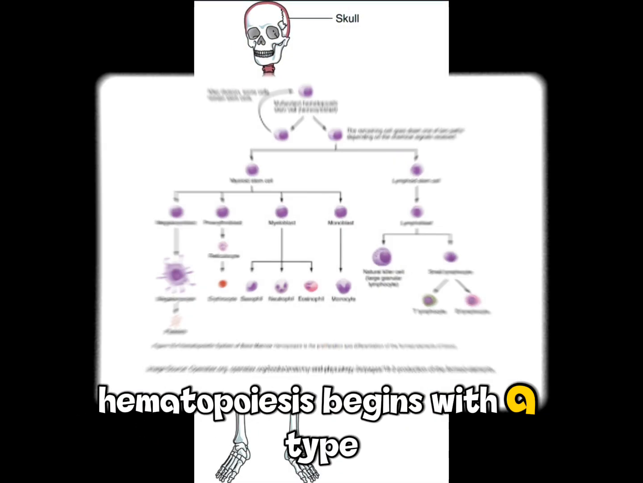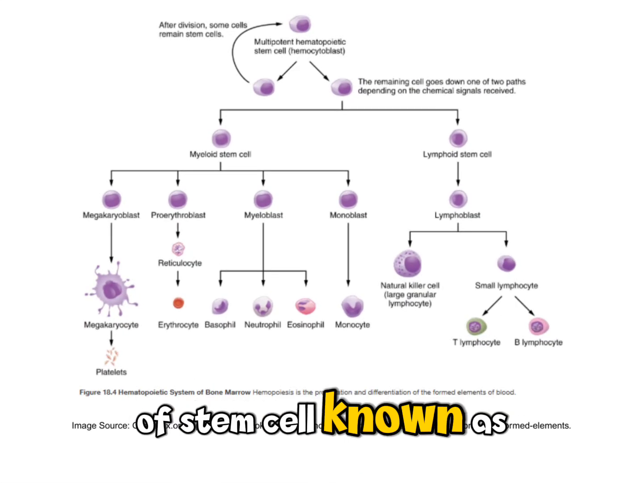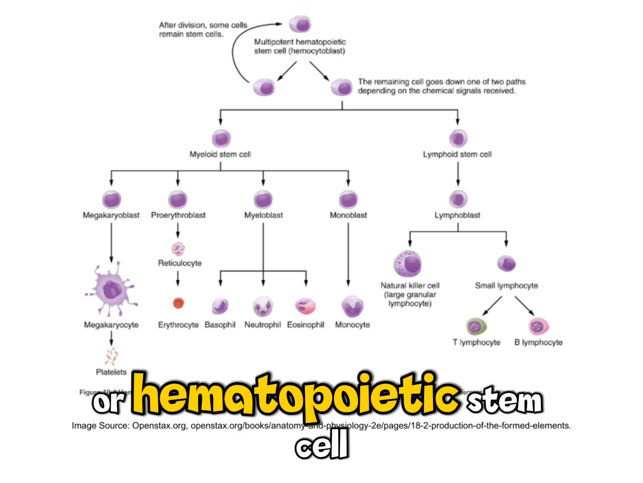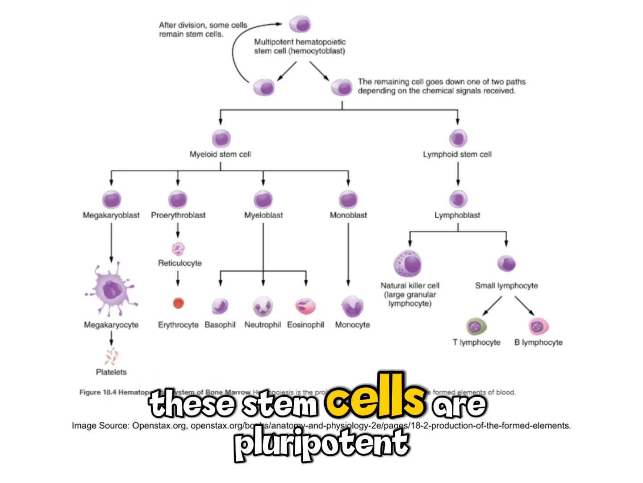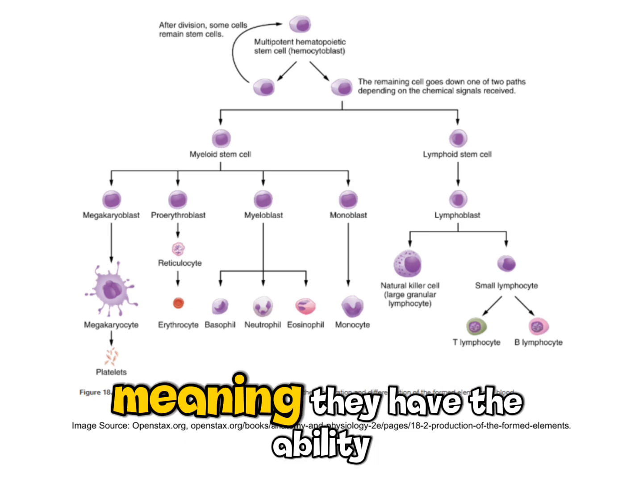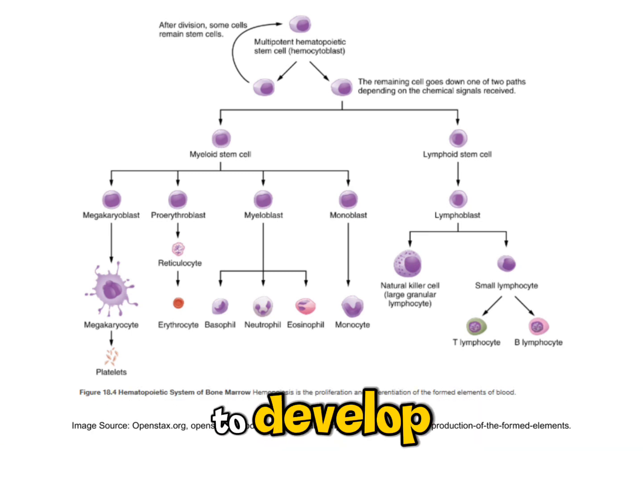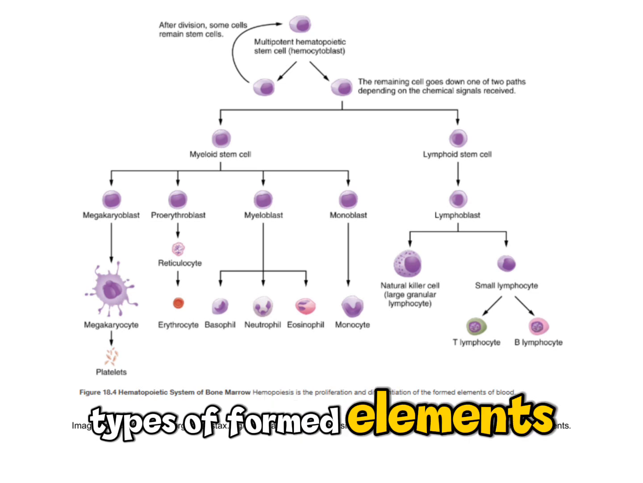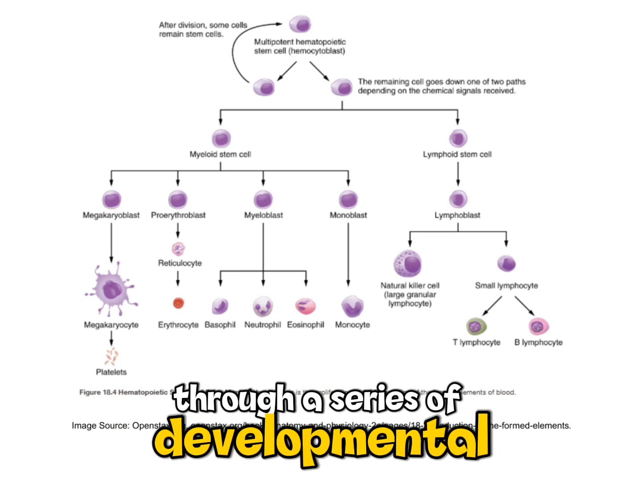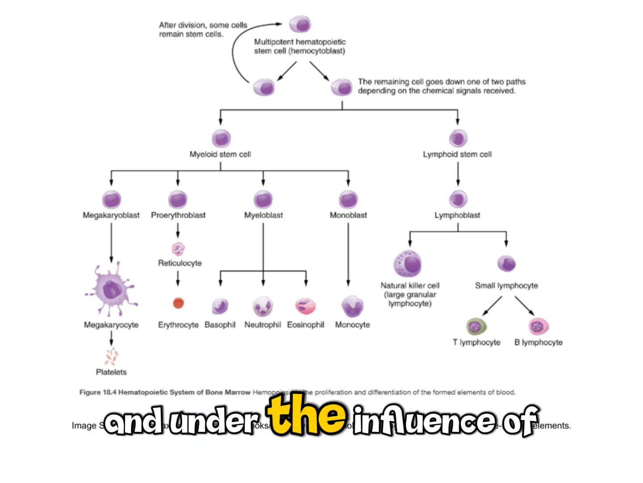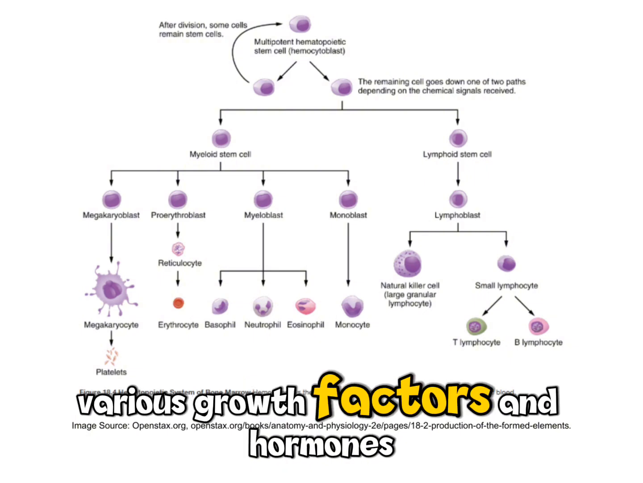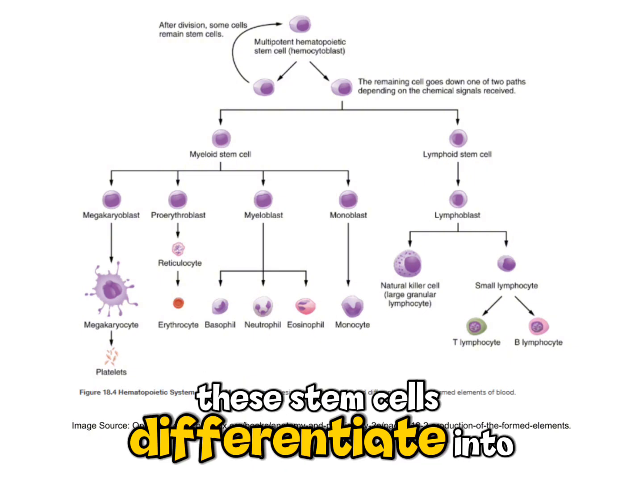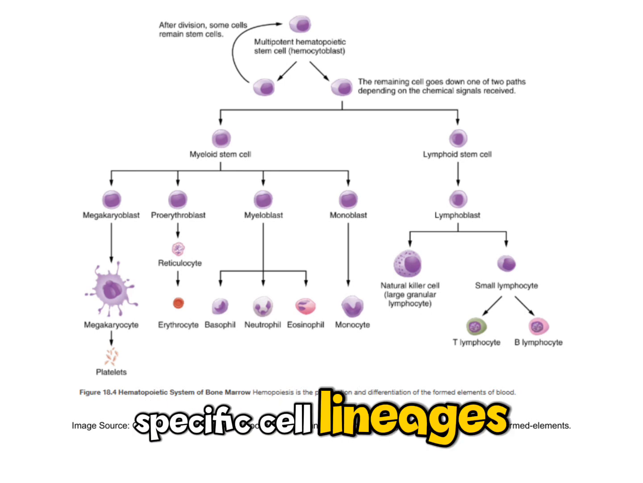Hematopoiesis begins with a type of stem cell known as a hemocytoblast, or hematopoietic stem cell. These stem cells are pluripotent, meaning they have the ability to develop into any of the different types of formed elements. Through a series of developmental stages and under the influence of various growth factors and hormones, these stem cells differentiate into specific cell lineages.